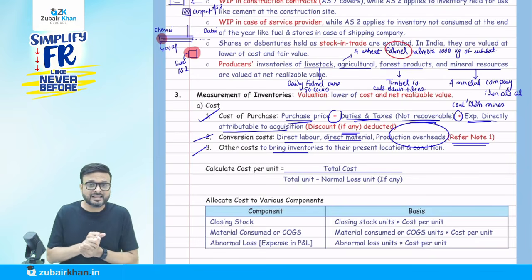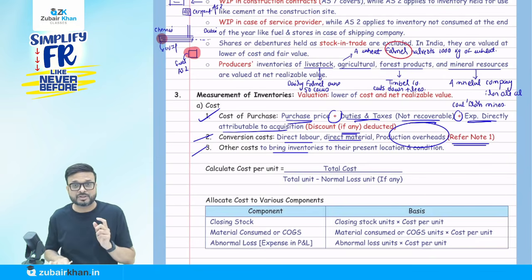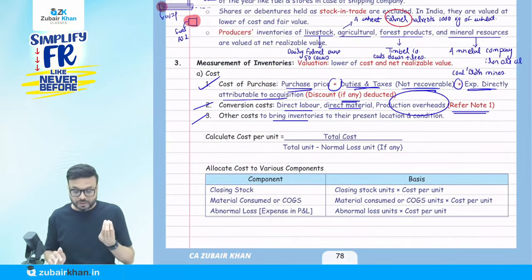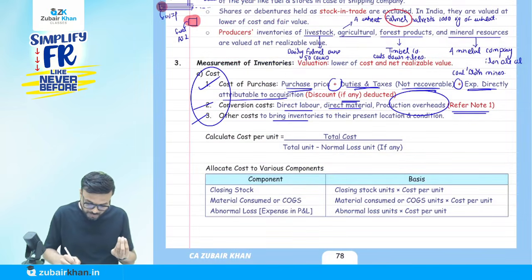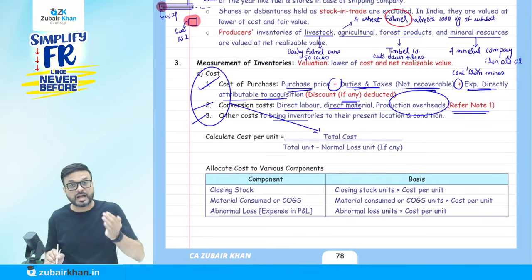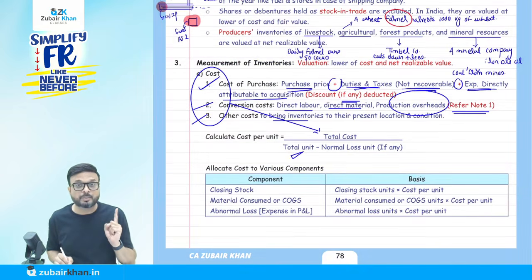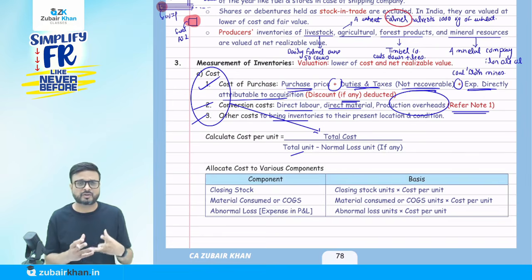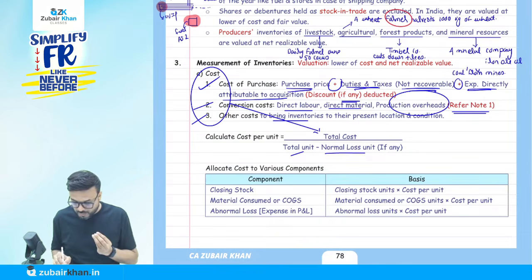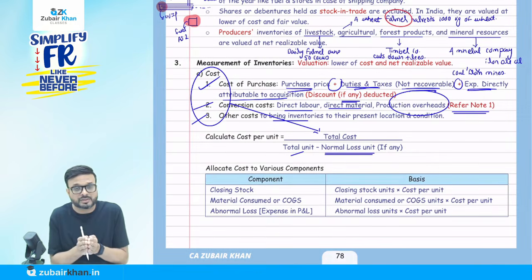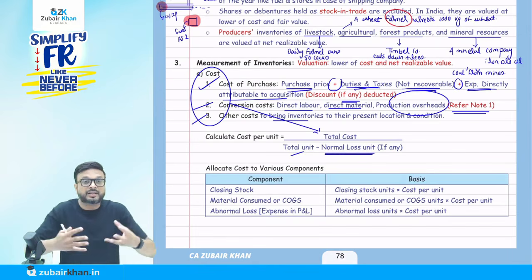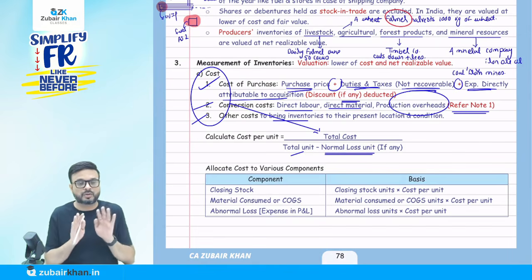Now, what happens in the examination? We have to calculate cost per unit. So you write down the total cost and divide it by the total number of units that you have manufactured or purchased, minus the normal loss units if any. Because the normal loss amount is going to be borne by the remaining quantity. We don't record normal loss in the books of account.